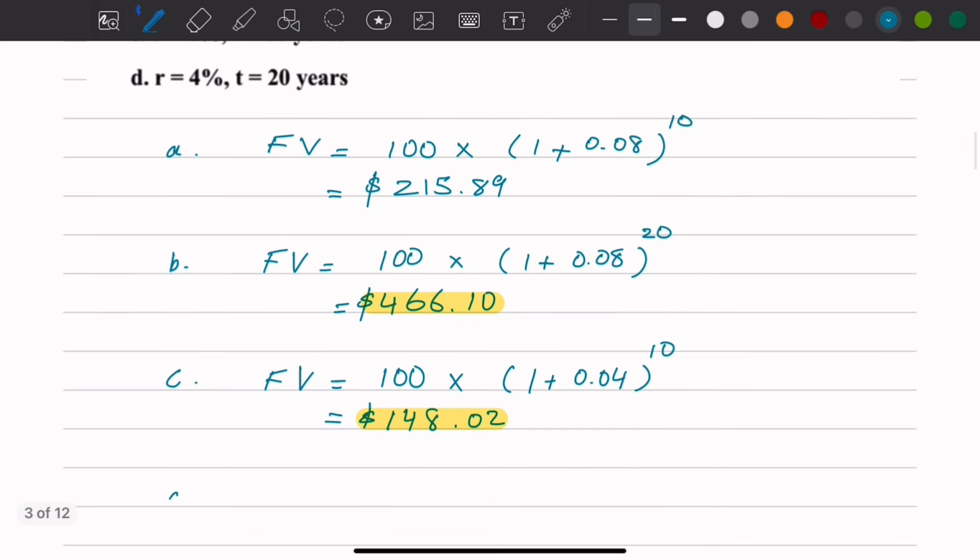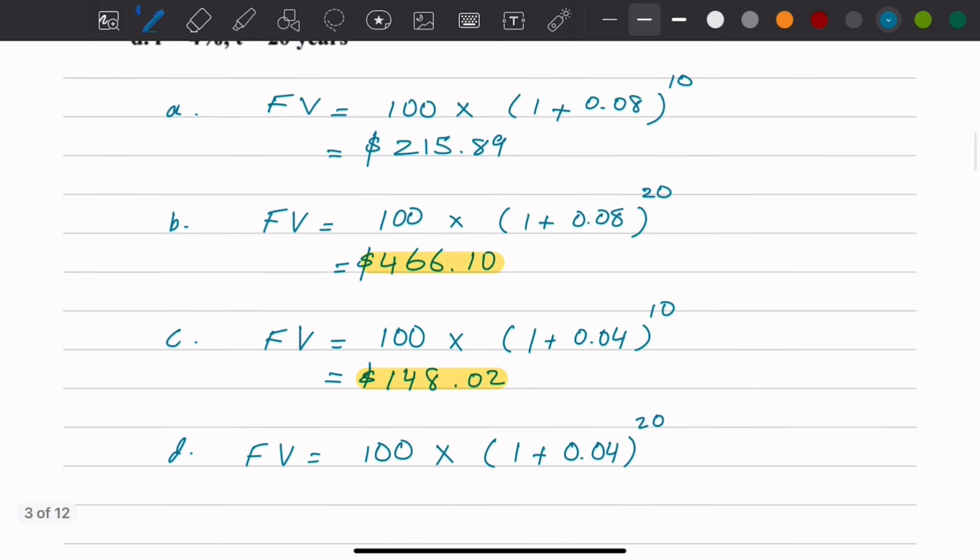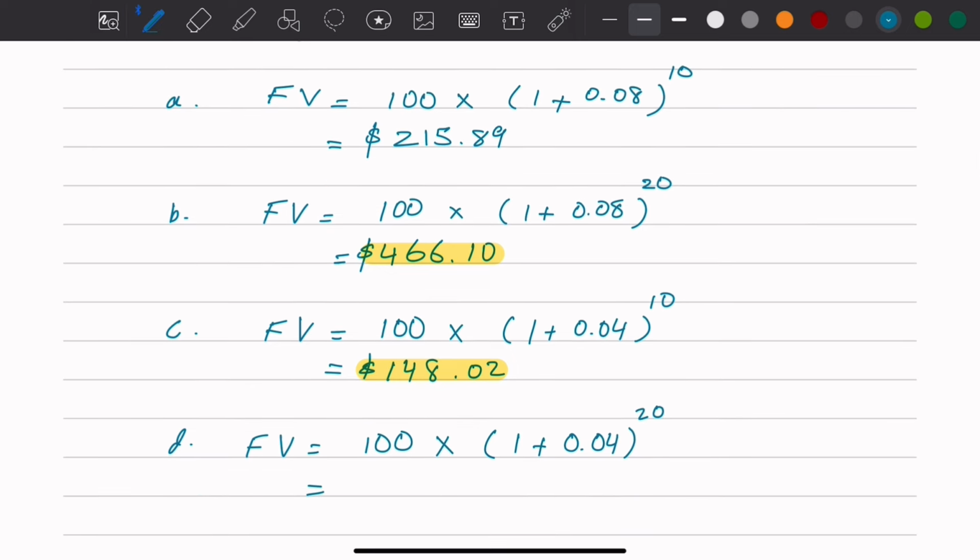Last one, D, future value for the $100 multiplied by 1 plus 0.04 for 20 years, so to the power of 20. Again, I'll go back to my calculator and just change the power from 10 to 20 and calculate, and the value is going to be $219.11.